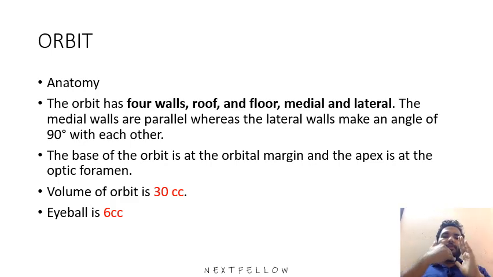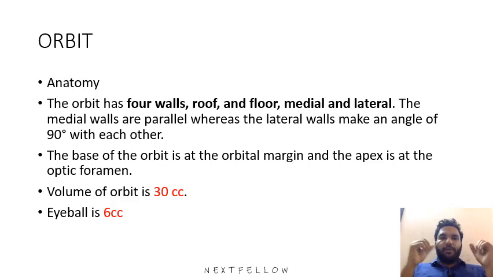So the optic nerve cuts the orbit into 28 degrees here and 20 degrees there. So this is the basic anatomy which you should know. The base of the orbit is the orbital margin and the apex is the optic foramen. So the eye is placed inside the orbit.